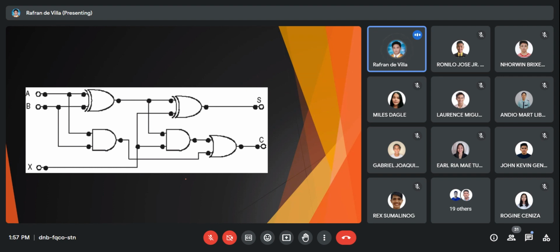What does this look like? The design, guys. Something familiar from the previous discussion.